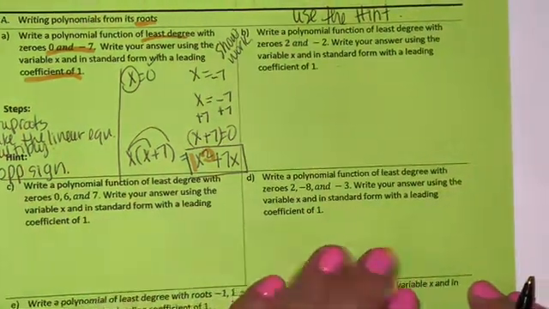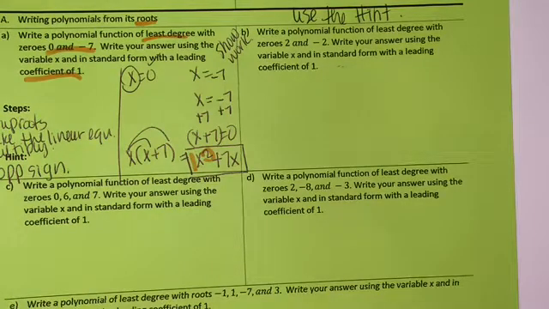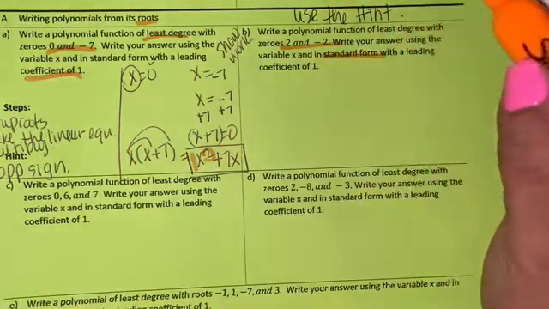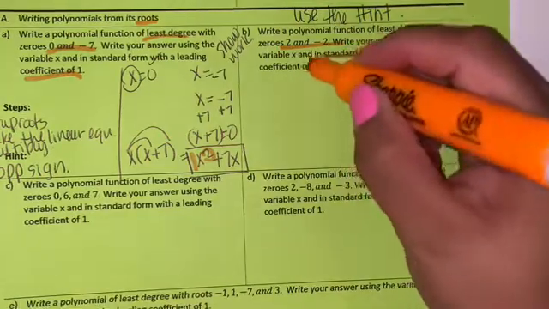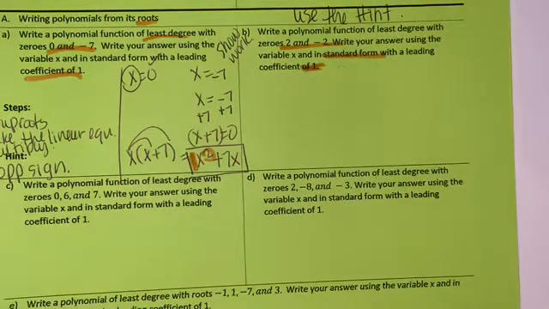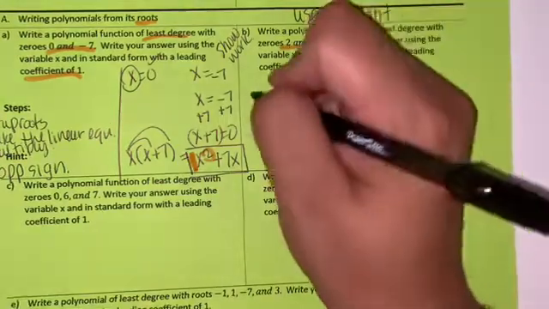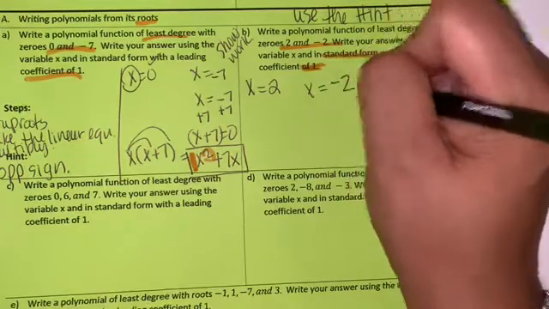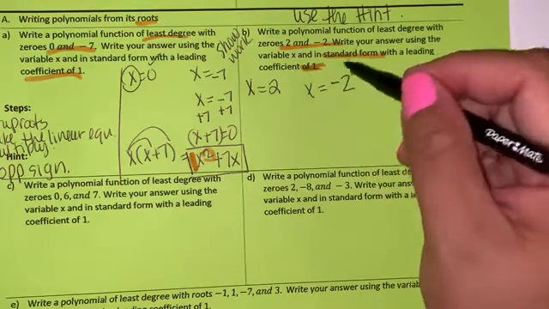Don't get confused though. Write a polynomial function with least degree with zeros 2 and -2. So I have 2 and -2. Write your answer in standard form. We went over that in the definitions with a leading coefficient of 1. So it's a 1 right here, but we don't need to show the 1. All right, so it's kind of using the hint, but we're still going through the steps. So x equals 2. X equals -2.